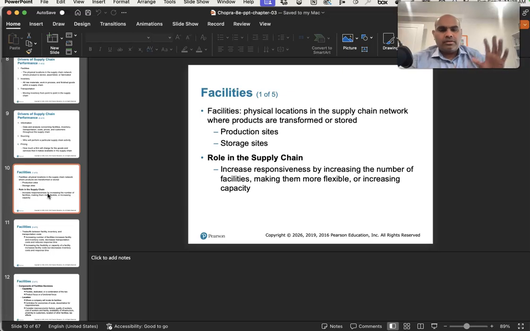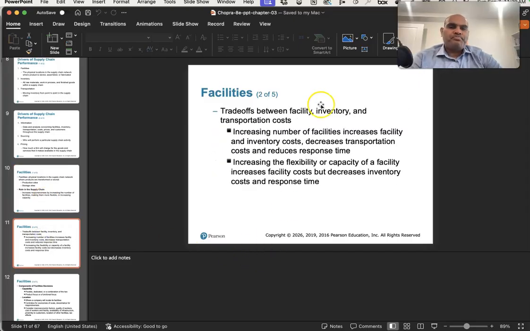But remember always that the more responsive your supply chain gets, technically the less efficient it is going to get, because the larger it gets, the more unwieldy it's going to be and the harder it is going to be to manage, right? But you're definitely adding responsiveness because we are able to increase capacity within your supply chain, right? So there's always a trade-off between facility, inventory, and transportation costs, right?